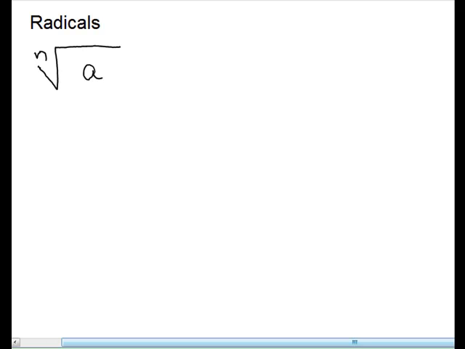Radicals. A radical, also called a root, is the inverse of raising something to a power. Our symbol for a radical is here. The part underneath is called a radicand. It can be a number and/or variables. So, radicand. The small number up here, the n, is called the index or the root.